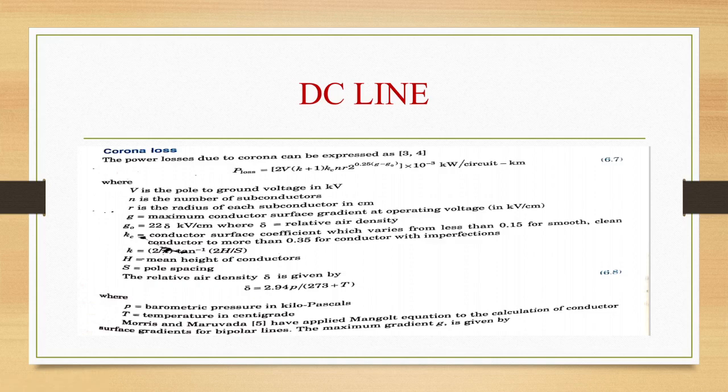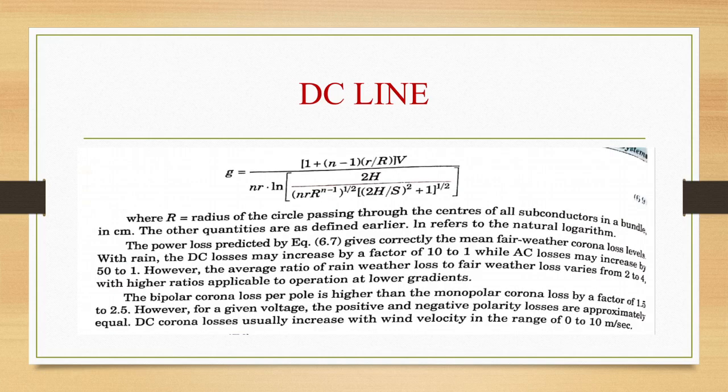Morris and Maruwada have applied Mangold equation to the calculation of conductor surface gradients for bipolar lines. Maximum gradient G is given by G equal to 1 plus n minus 1 into R by R into V divided by NR log 2h by nr r power n minus 1 whole power half into 2h by s square plus 1 whole power half, where r is the radius of the circle passing through the centers of all subconductors in a bundle in centimeters. Other quantities are defined as earlier. Ln refers here to the natural logarithm.